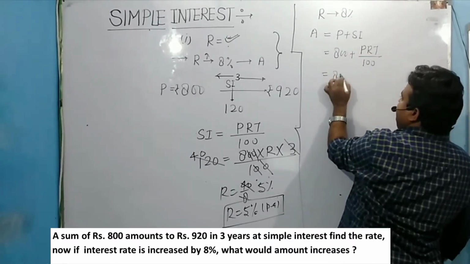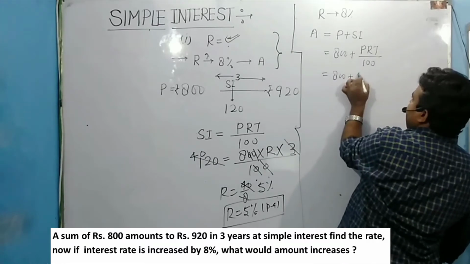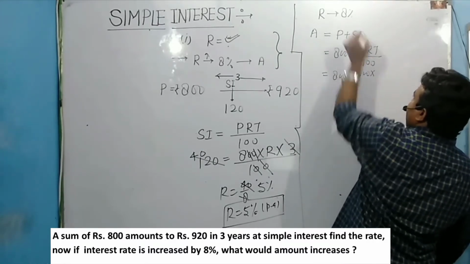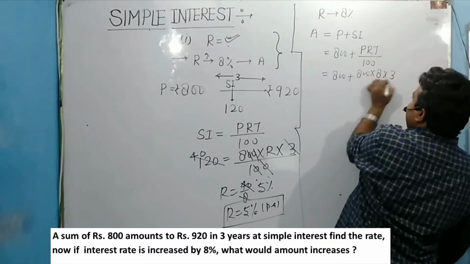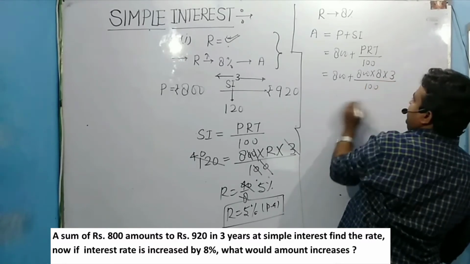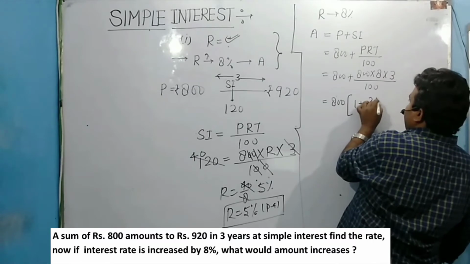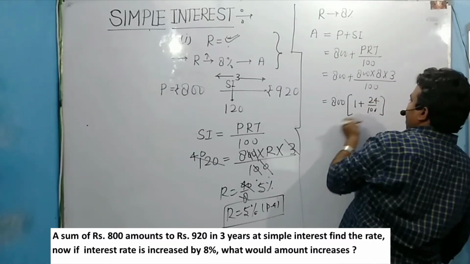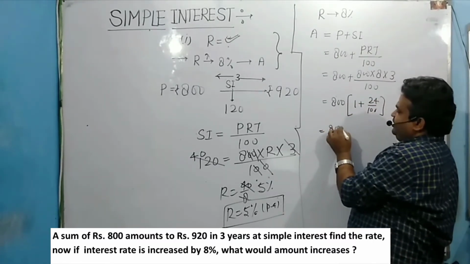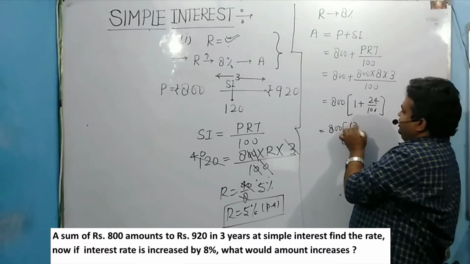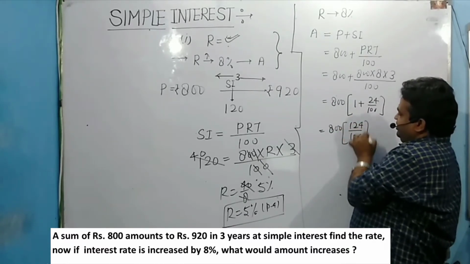So this is 800 plus, P is again 800. R value is how much? 8% for 3 years divided by 100. You can take 800 common. So this is 1 plus 24 by 100. So 24 by 100 it means 800. This is 124 divided by 100.